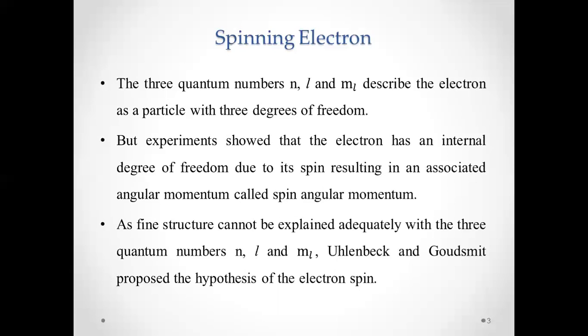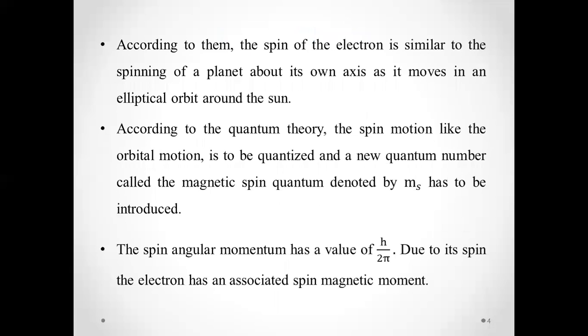As fine structure cannot be explained adequately with the three quantum numbers n, l, and ml, Uhlenbeck and Goudsmit proposed the hypothesis of the electron spin. According to them, the spin of the electron is similar to the spinning of a planet about its own axis as it moves in an elliptical orbit around the sun.